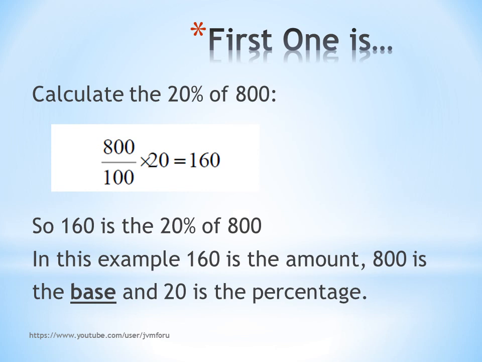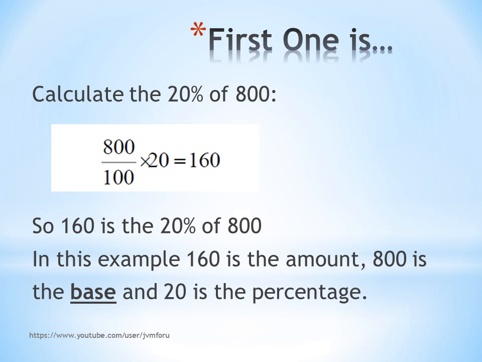Now we have to calculate the particular amount value. Here the amount value is missing, so we need to use the formula of the particular base value divided by 100 into percentage. By using this formula we can get the value of 160. So the amount value is 160.